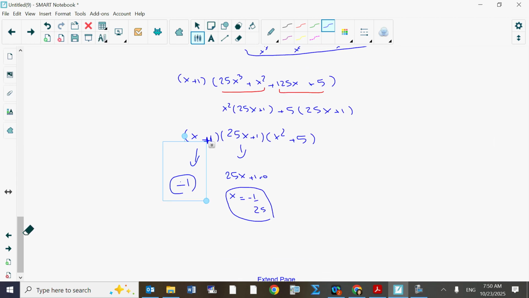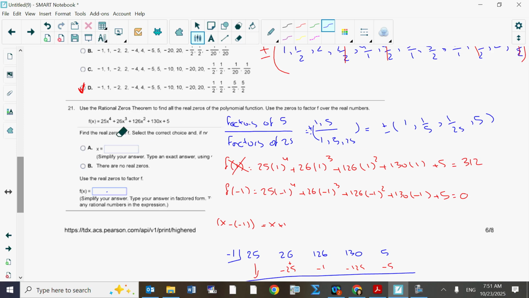And how about the last one? If I set x squared plus 5 equal to 0 to solve for x, x squared will be equal to negative 5, and then I have to take the square root of that, and I have a negative under the radical. So as you have learned before, the answer will be plus and minus square root of 5 i, but this is an imaginary root. The question is asking us to find the real zeros, not the imaginary ones. So that means we can just write negative 1 and negative 1/25 as the roots.